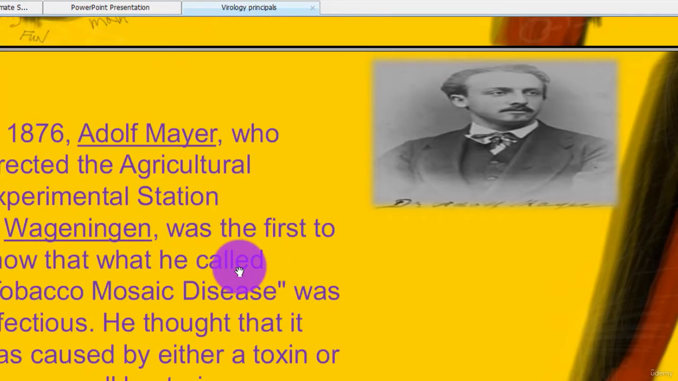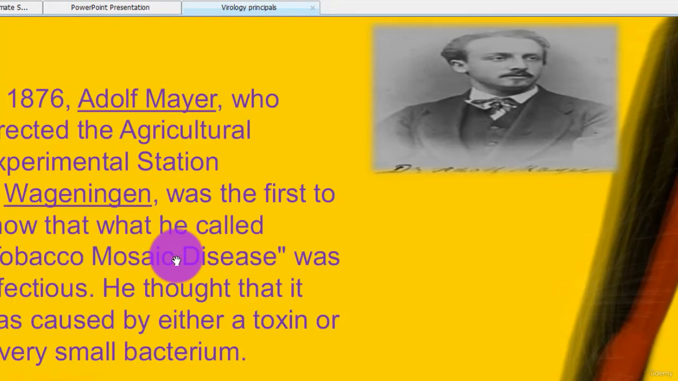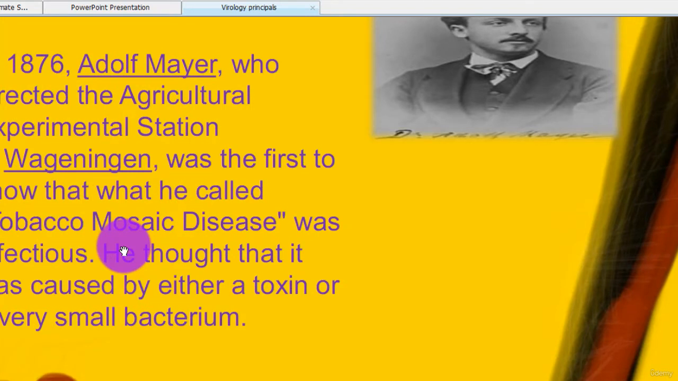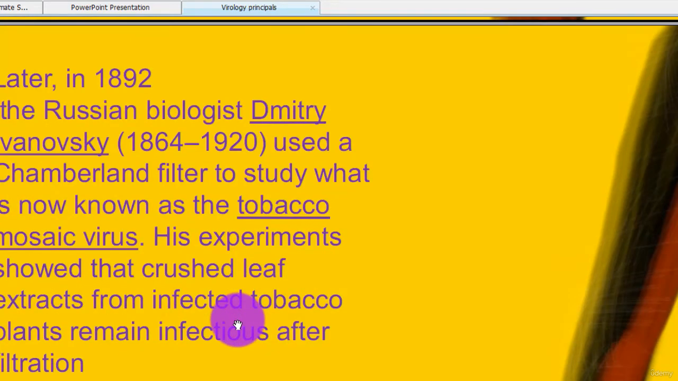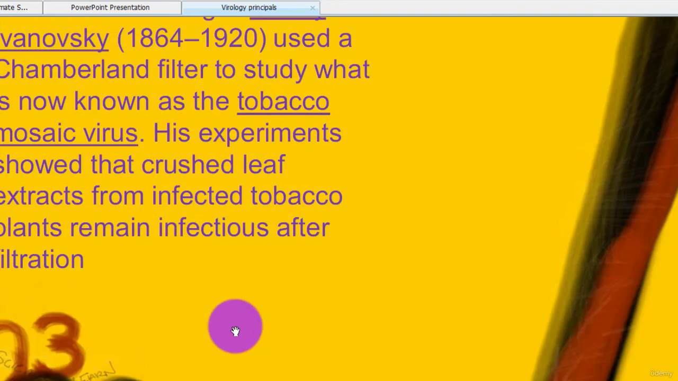Mayer, who directed the agricultural experimental station in Wageningen, was the first who showed that tobacco mosaic disease was infectious. He thought that it was caused by either a toxin or a very small bacterium. Later in 1892, Russian biologist Dmitri Ivanovsky used a Chamberland filter to study what is now known as tobacco mosaic virus. His experiment showed that crushed leaf extract from an infected tobacco plant remained infectious after filtration.